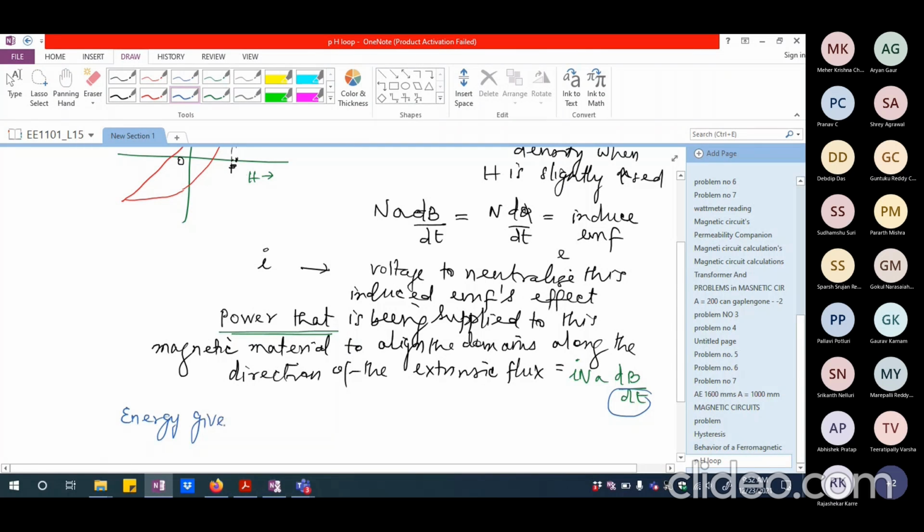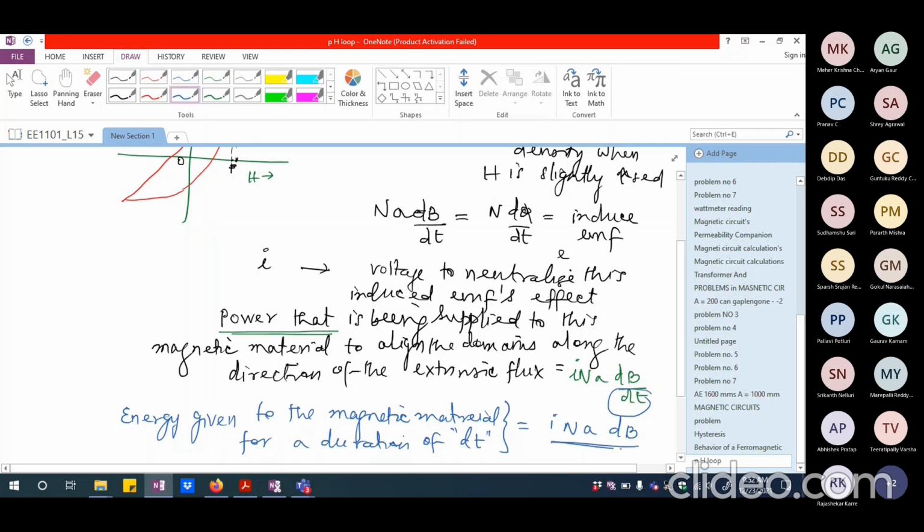given to the magnetic material for a duration of dt will be I N A dB multiplied by dt. So this is going to be the total amount of energy that is given to the magnetic material when we are trying to align the domains along the extrinsic flux.